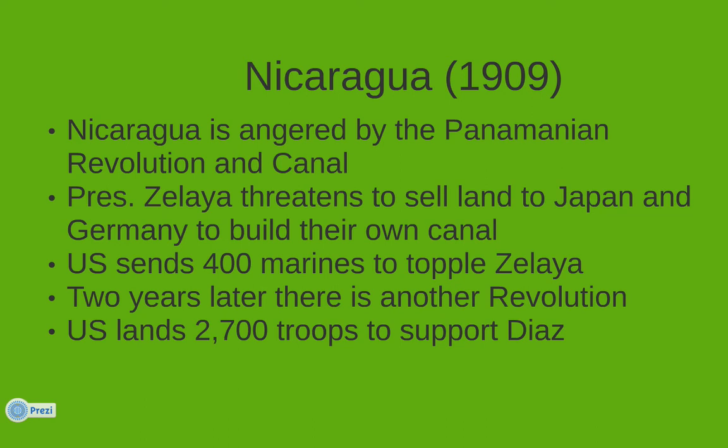Again, this goes back to the Monroe Doctrine of keeping Europe out of the Western Hemisphere. And so the United States sends Marines to basically instigate a rebellion and overthrow the president. Two years later, when there's another revolution and overthrowing of the president, the United States lands even more troops to support a new president who's in favor of United States interests, which is something we're going to see again and again in this recording. So that's Dominican Republic, Colombia, Nicaragua.